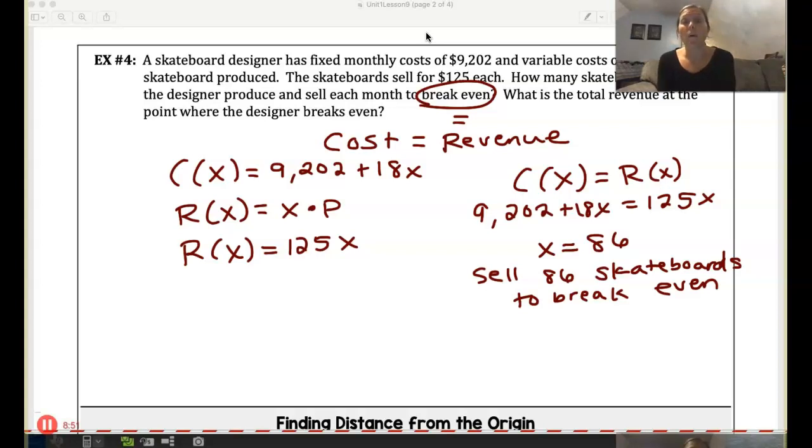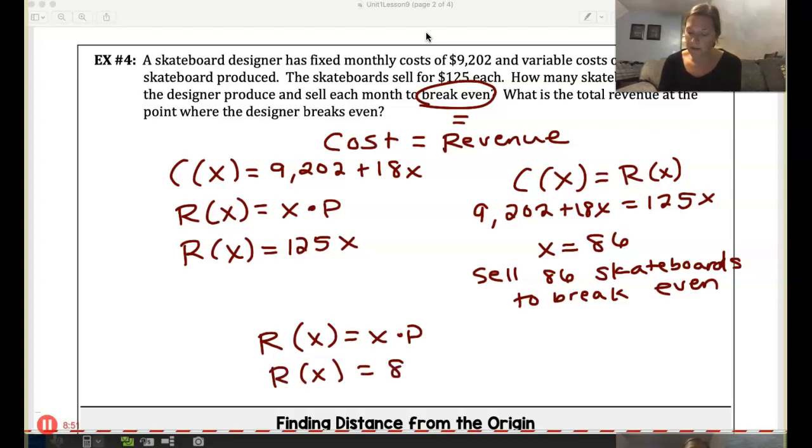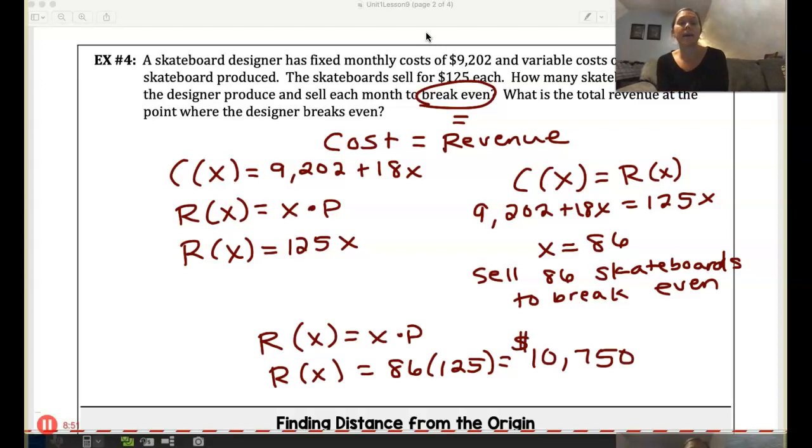Okay, so what is going to be the total revenue at that point where the designer breaks even? Remember, our revenue function was R of x equals xP. And we just said that my price was 125. We need to sell 86. Multiplying that out gets me $10,750. So that would be the total revenue at that point.